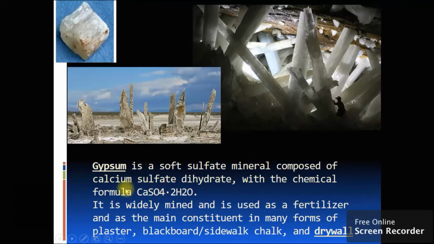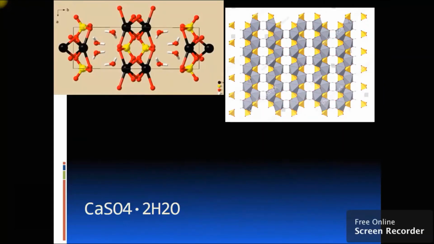Do you see right there? It says CaSO4·2H2O. So that means that it has calcium, sulfur, and oxygen, and then there are two water molecules that are also a part of that molecule. Gypsum's used mainly as a fertilizer, and it's also used to make drywall and also chalk and plaster. But we're talking about drywall today.